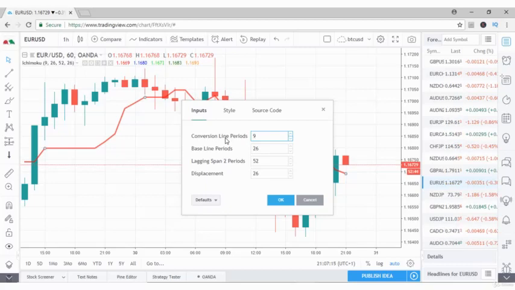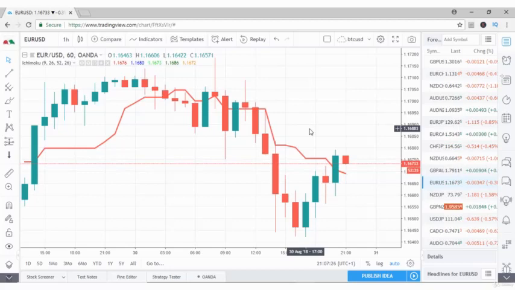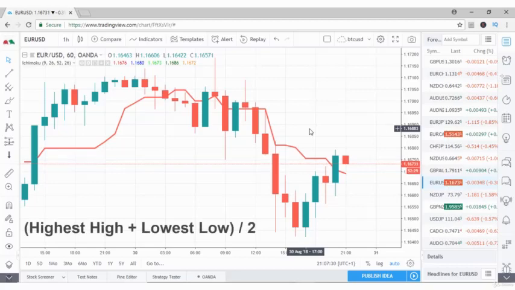How do we calculate the Tenkan-sen? How to calculate the red line? I don't really mind if you don't remember the name, but it is important to understand how it is calculated so we can understand how it works. The formula is highest high plus lowest low, everything divided by 2.